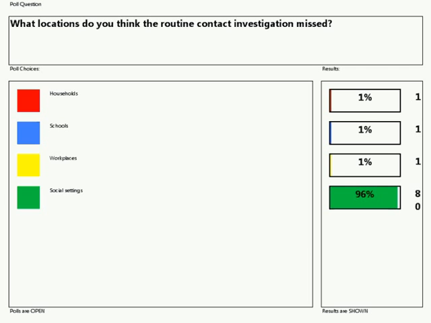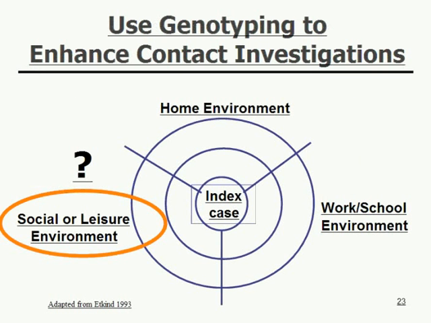Those of you that voted for social settings were correct. Households, it's possible they could miss a household. So the people who voted for household, school, and workplace, certainly contact investigations can miss those places. But the place that genotyping has really identified are social settings that we need to ask more about, where people spend their time outside of household, schools, and workplaces. And so this is what we've discovered and what we're working on to try to improve the way contact investigations are conducted.